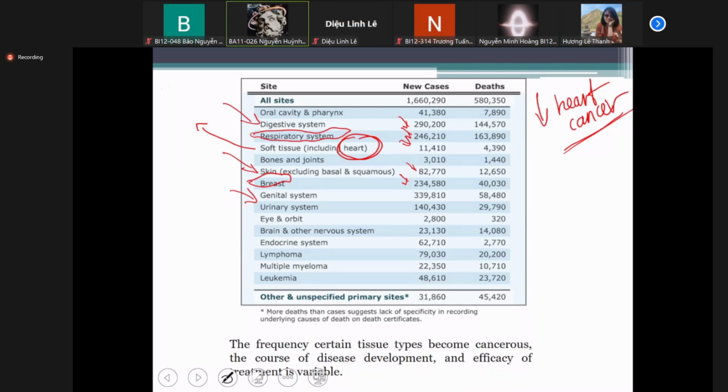Maybe because the cells of the heart are very complex. That's why it's hard for them to divide. They are more complex than others. Yes, I think so. Okay, all right.